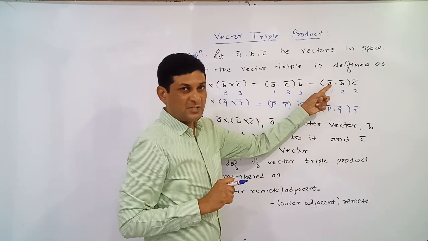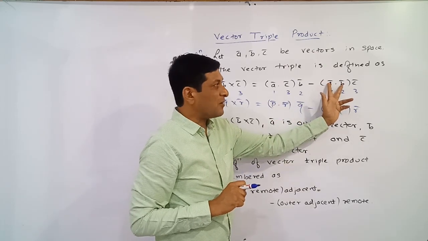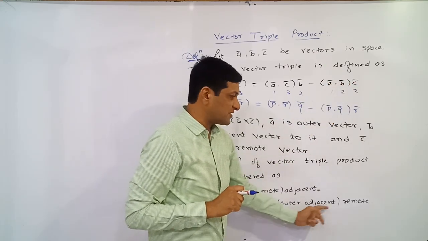A bar means what? Outer. B bar means what? Adjacent. C bar means what? Remote. So here what we will get? Outer adjacent into remote.